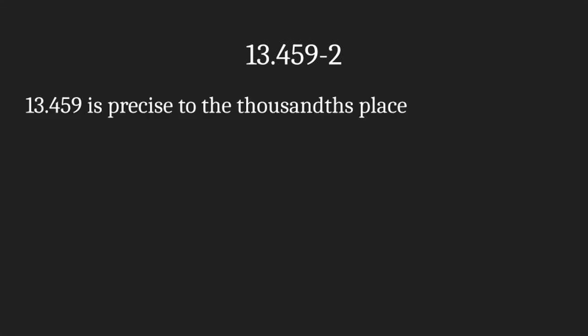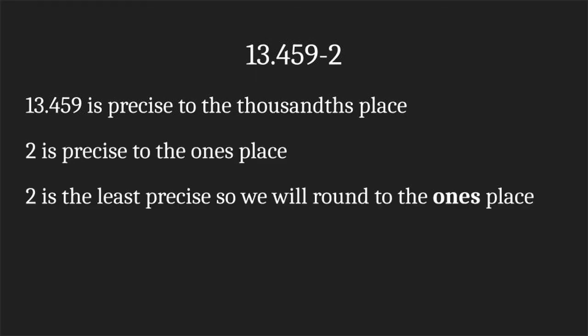13.459 has 3 digits after the decimal place, and is therefore precise to the thousandths place. While 2 has no decimals and is only precise to the ones place. Here, 2 is least precise, so we're going to round to the ones place. It is least precise because it has no decimals, unlike 13.459. When we plug this into a calculator, we get 11.459. And our last step is to round to the ones place. That 4 tells the 1 to stay the same, so our final answer would be 11.